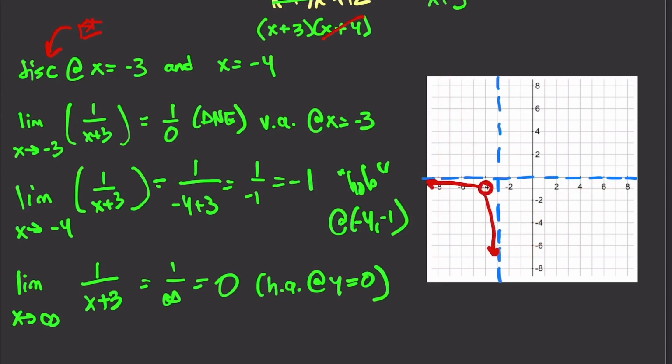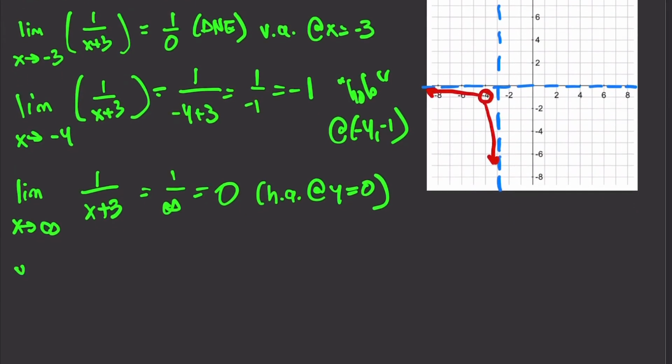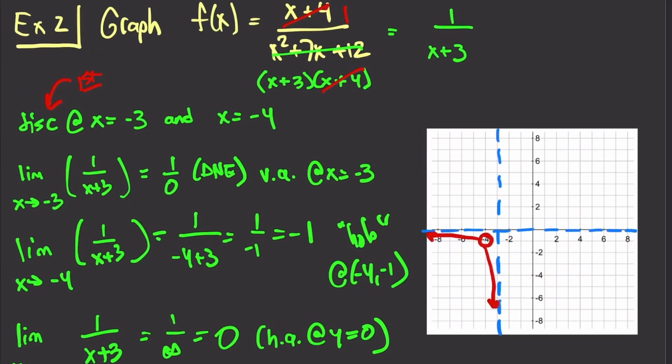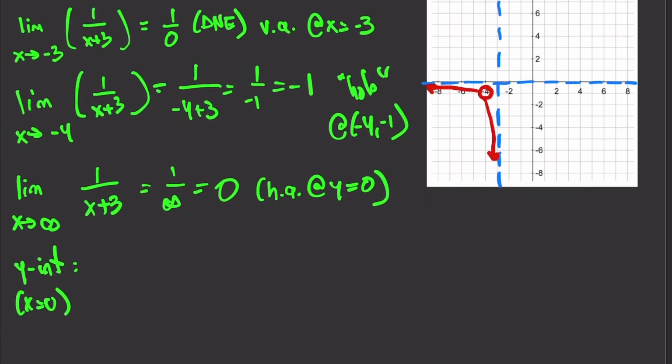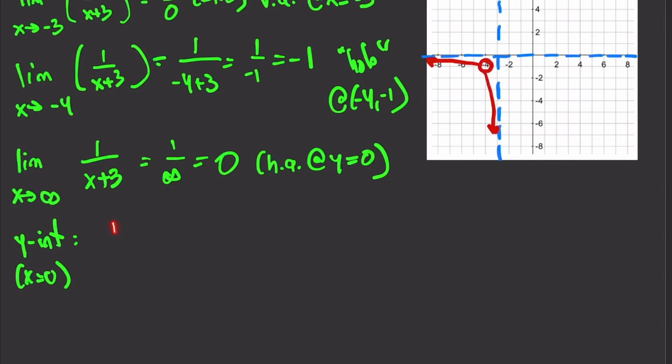You can't have one above the other because that's not a function. So let's just find our y-intercept. So y-intercept, I'm going to set x equal to 0 in my simplified expression right here. Okay, so it's going to be 1 over 0 plus 3, or 1/3. So my y-intercept is 1/3.